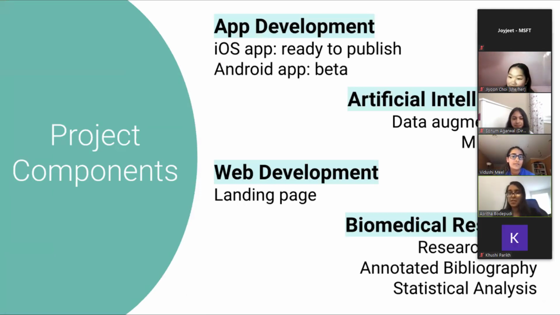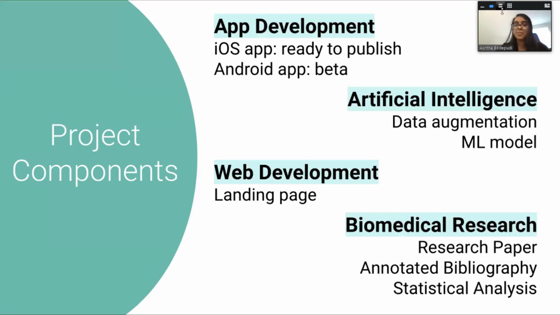So the main components of our project are our app, and we have an iOS app that is ready to publish, and we also have an Android app that is going to be published pretty soon. And we also have our ML model, which can detect skin cancer from a picture. We are working on making a website for our app, and we also have a lot of biomedical research, including our research paper, statistical analysis, and annotated bibliography.